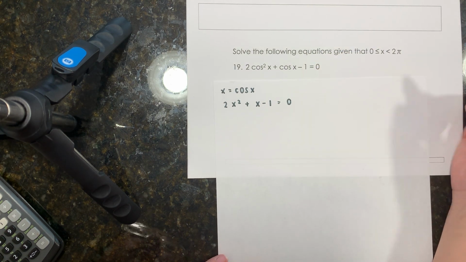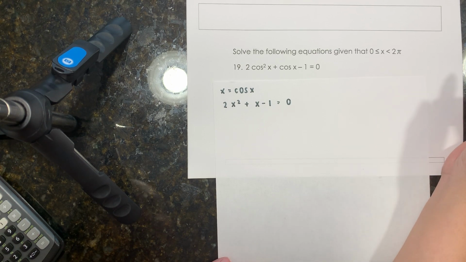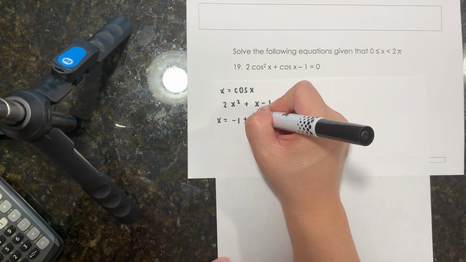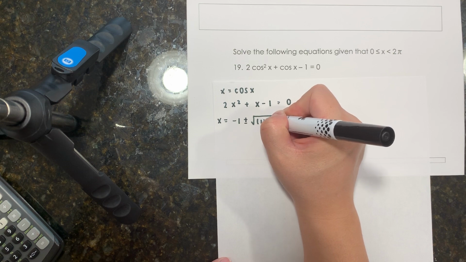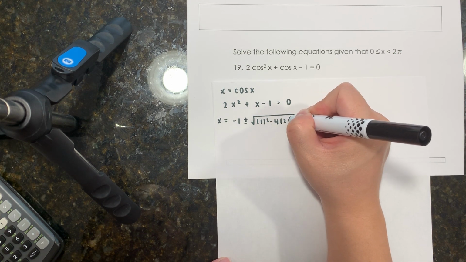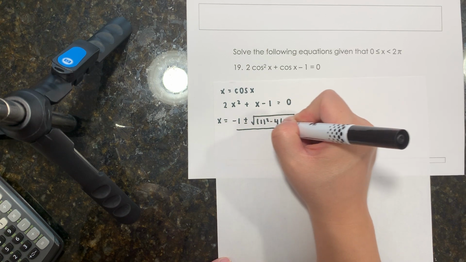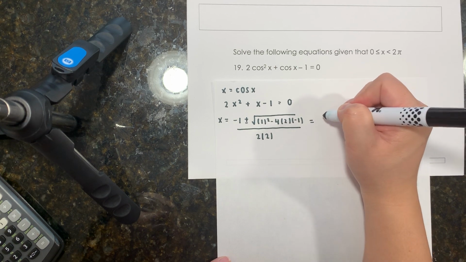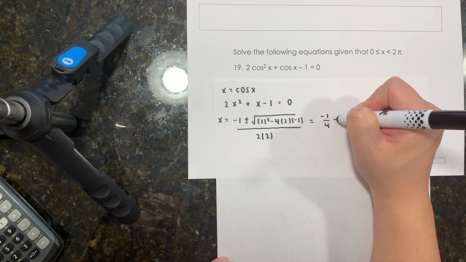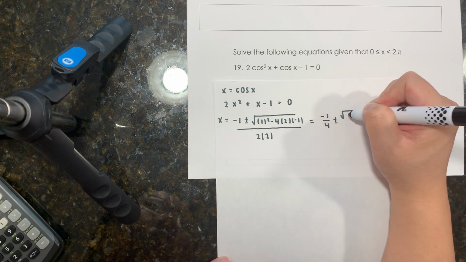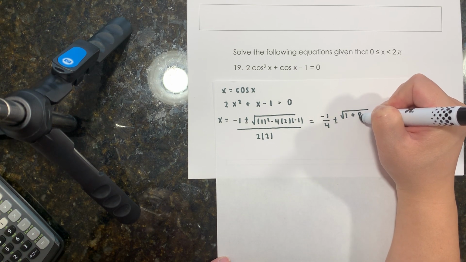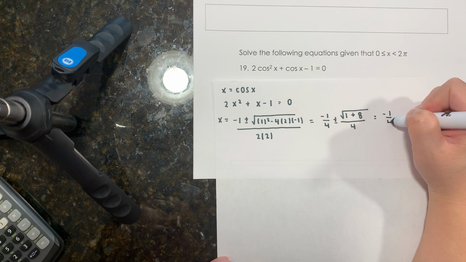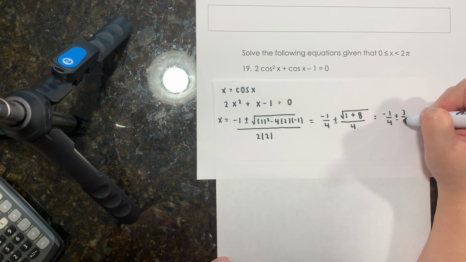Now I have to solve for x so that I know what to set my cosine x equal to. So I'm going to do quadratic formula. So x is going to be equal to -1 plus or minus the square root of 1 squared minus 4 times 2 times -1 all over 2 times a, which is 2. So I'm going to get -1 plus or minus the square root of 1 plus 8 over 4. And you should know that the square root of 9 would also be equal to 3. So that would be 3 over 4.